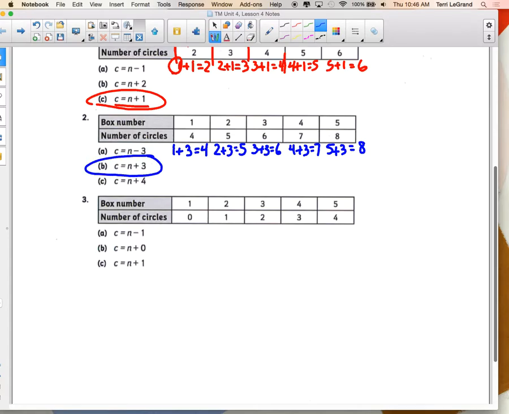Okay, I'm going to challenge you to do one more thing with this problem though. I want you to find, so write this first. Find the number of circles in box 25. Show your work. Find the number of circles in box 25.